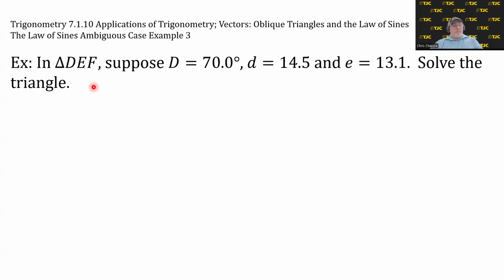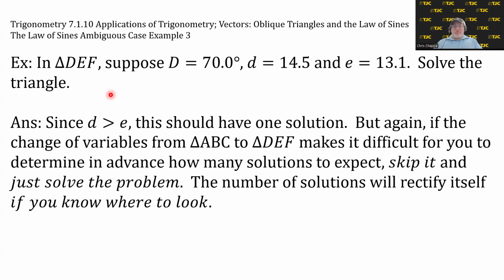For example, in triangle DEF, suppose angle D equals 70.0 degrees, side D equals 14.5, and side E equals 13.1. Solve the triangle. Now, we could check for the number of solutions up front. And since D is greater than E, this should have one solution.